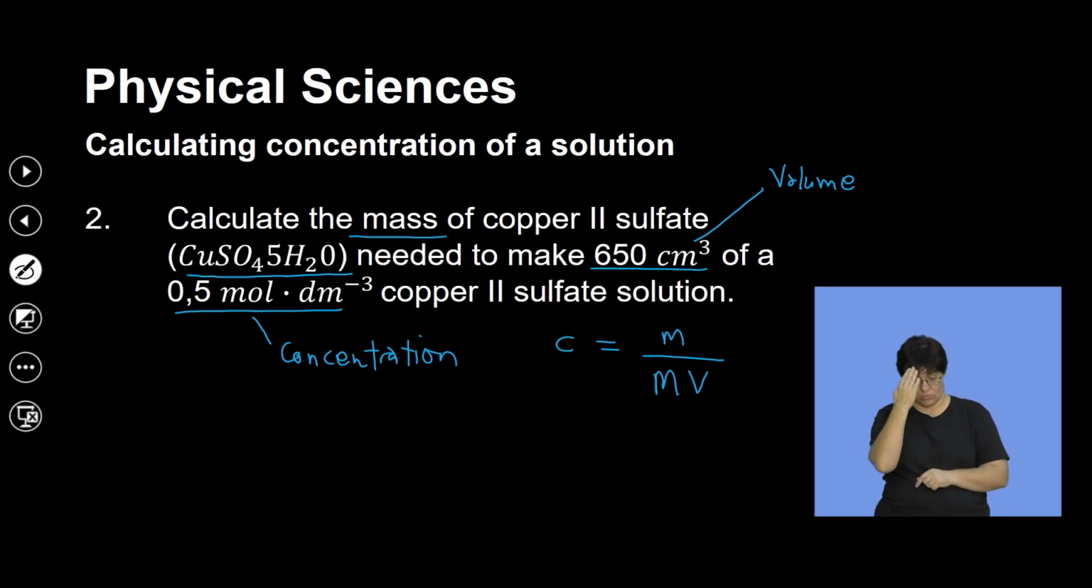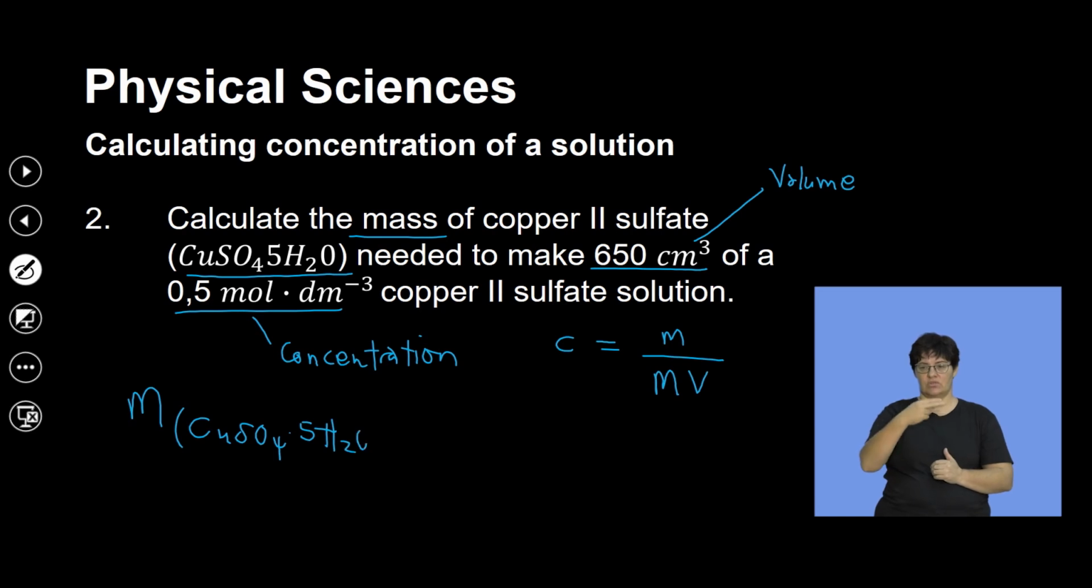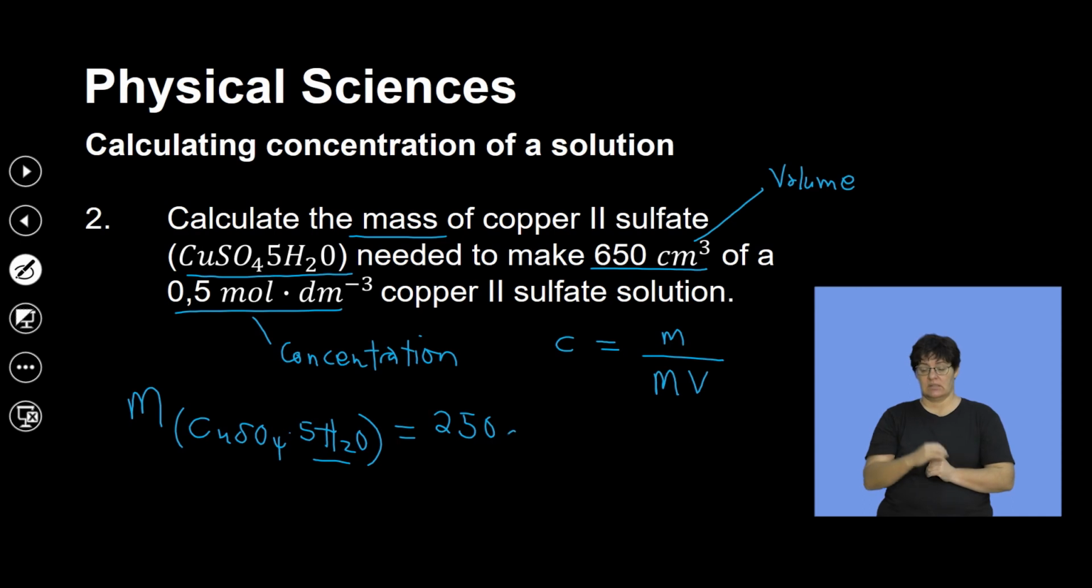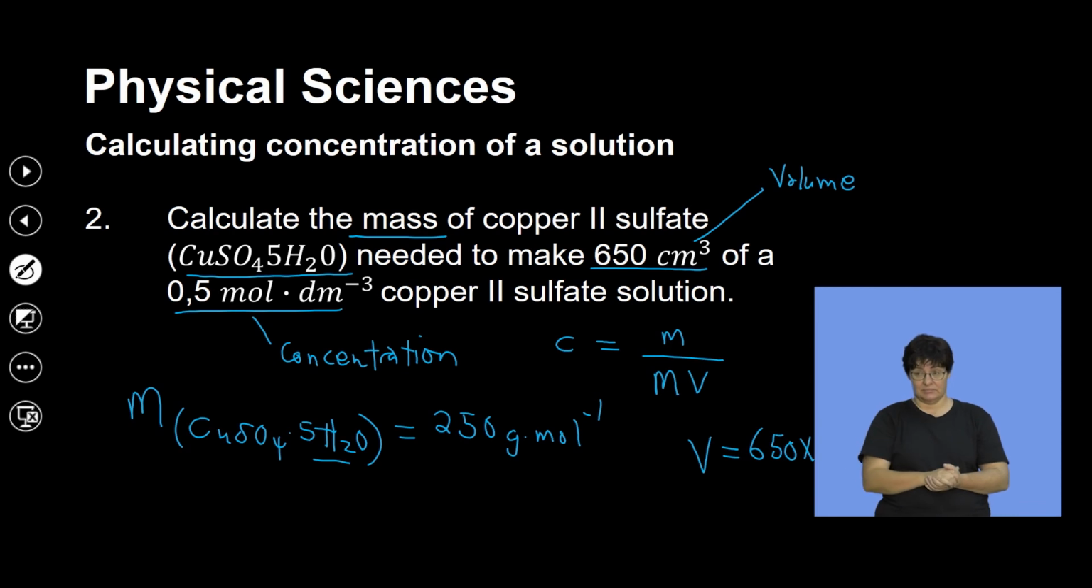So if we go to our periodic table, we'll get the molar mass of hydrated copper 2 sulfate, the formula CuSO4 with 5 moles of water of crystallization. So this is the water of crystallization. If you carry out the calculations from the periodic table, you get a value like 250 grams per mole, right? The volume that is given in this case, V is equal to 650 times 10 exponent minus 3 cubic decimeters, right? So that's the volume.